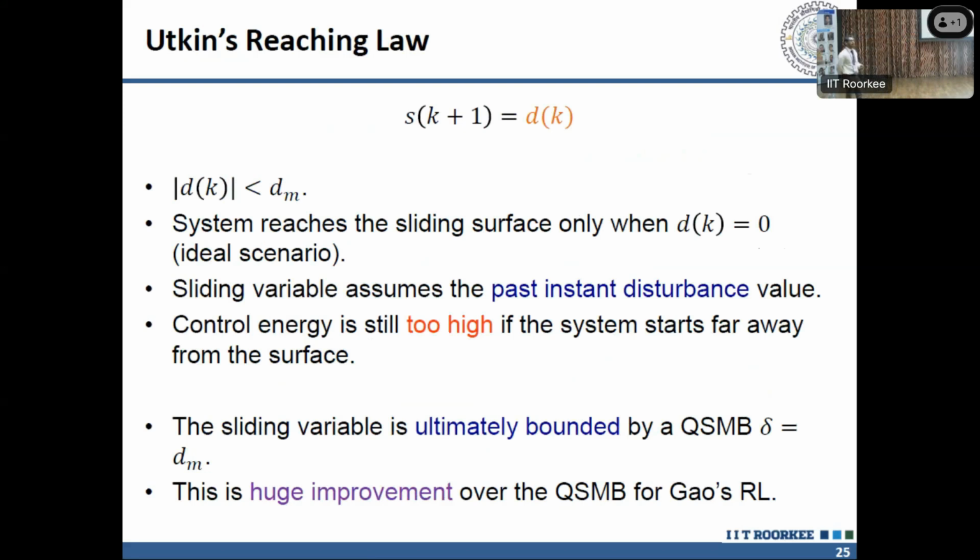Control energy is still too high. It will be still too high. The system starts far away from the surface. However, this is a huge improvement in the sense that we have been able to reduce the band quite a lot, more than twice. We have been able to reduce the band from the Gao reaching law.